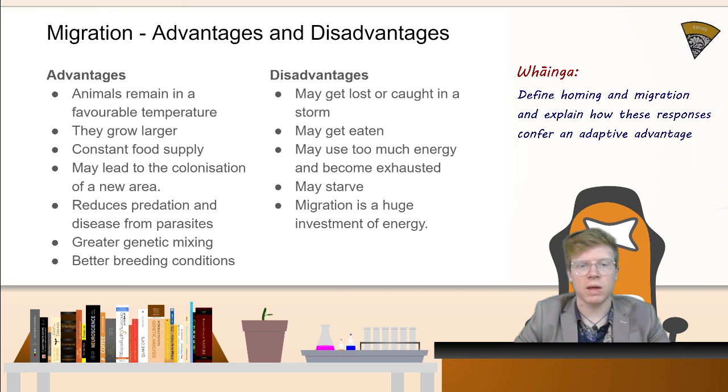The advantages of migration is organisms remain in a place that suits them. If you're really sensitive to temperature and you are able to move out of a harsh winter, that might be really advantageous for you. Organisms can grow a lot larger when there's high levels of food. They also have a constant food supply, so that reduces the chances that they will be negatively impacted by having low levels of food, which often occurs during the winter.